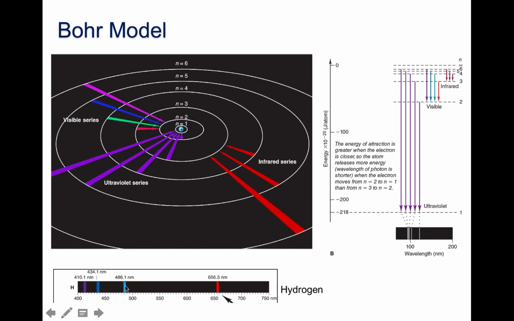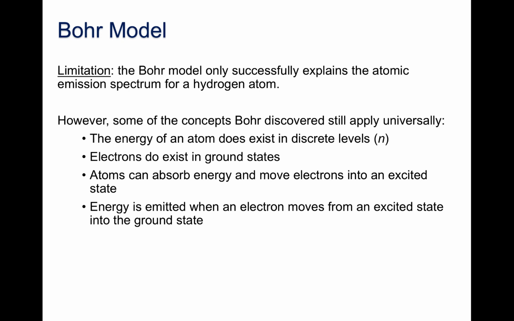The darker band here, this greenish color band, I know it doesn't quite correspond to this color, but it corresponds to electrons that are moving from n equals 4, so energy level 4, all the way down to energy level 2. And then here are the other two bands that are represented in the hydrogen atom. And so he was able to correlate those to the electron structure of a hydrogen atom, which was a really important discovery at that time. And so the major limitation of Bohr's model is that it only successfully explains the atomic emission spectrum for a hydrogen atom. He was not able to successfully explain any other atom.